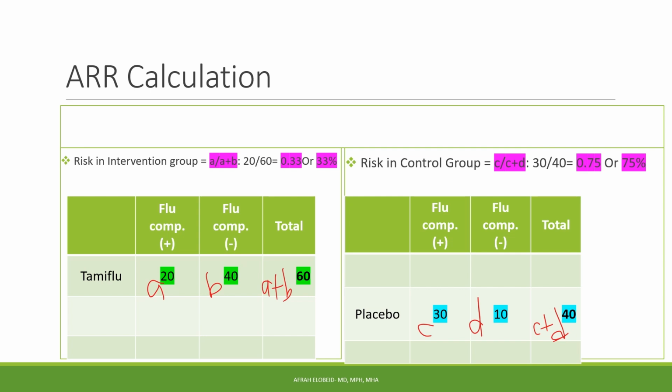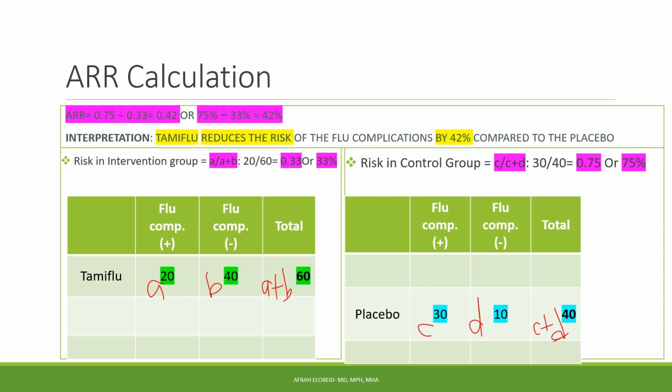So now we have the two risks. We remember that the equation is subtraction of the two risks from each other. So 0.75 minus 0.33 equals 0.42. Or if we want to do that in percentages, it would be 75% minus 33% equals 42%. So what's the interpretation? What does that mean? That means Tamiflu reduces the risk of flu complications by 42% compared to the placebo. That's the conclusion of this calculation: if the patient takes Tamiflu, there is a 42% risk reduction in the possibility of getting complications compared with patients who take the placebo.